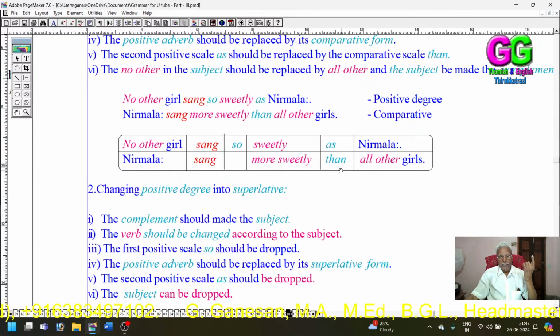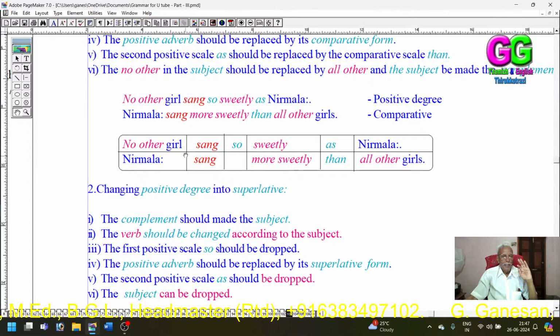Sixthly, the no other in the subject of the positive degree is replaced by all other. No other is replaced by all other. And the singular noun in the subject is made plural. Then the three: no other, all other. Singular girl, plural girls.